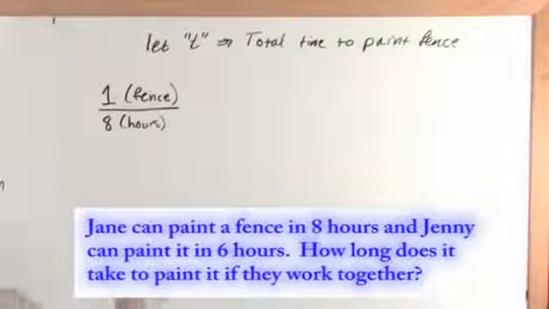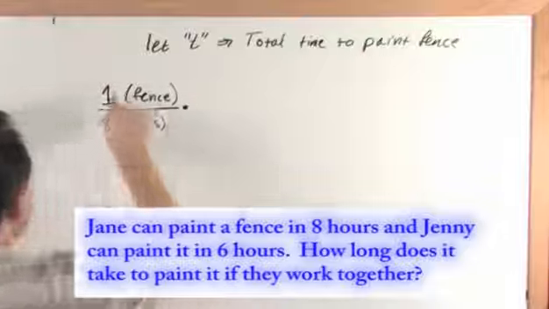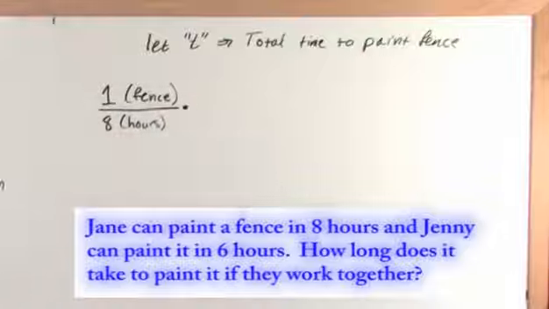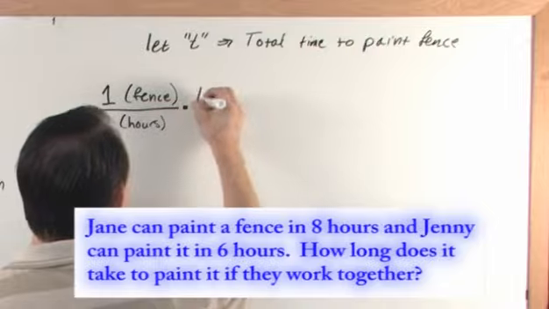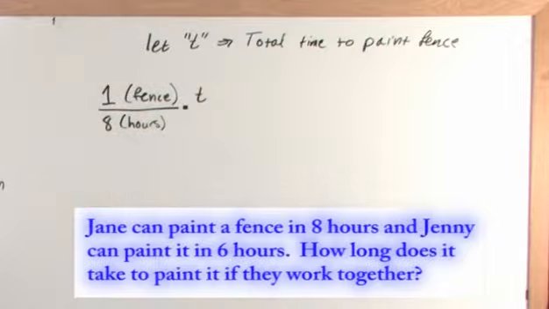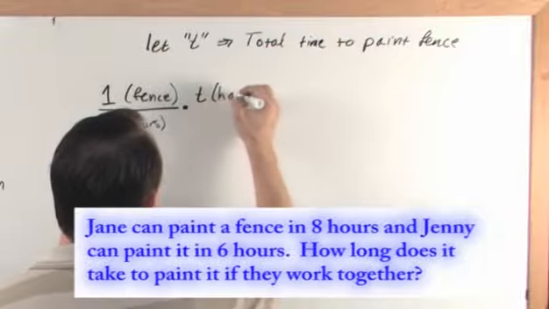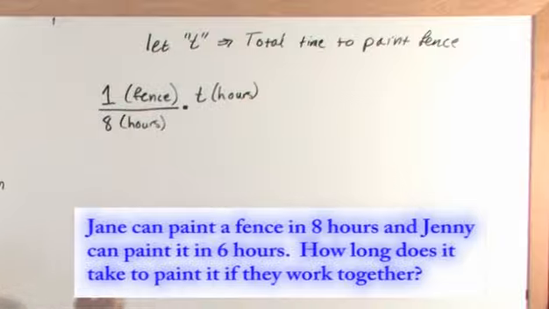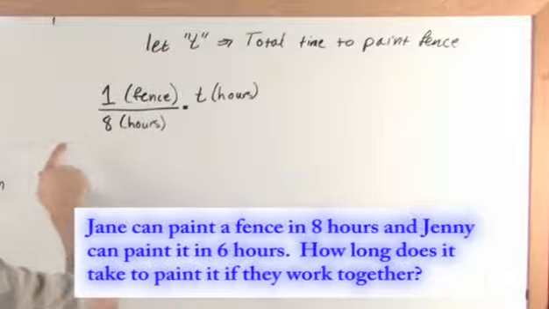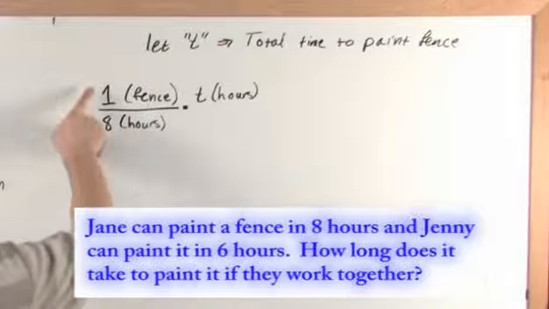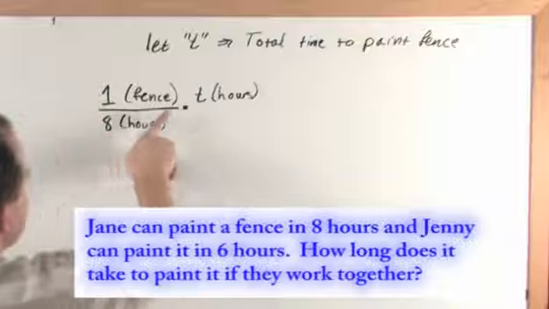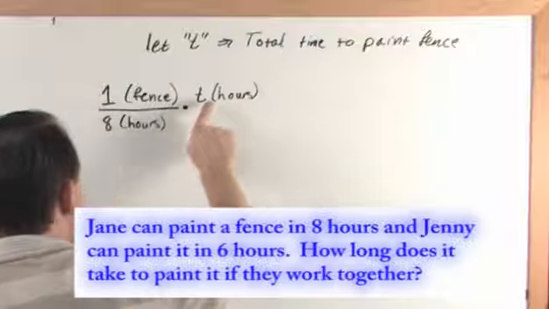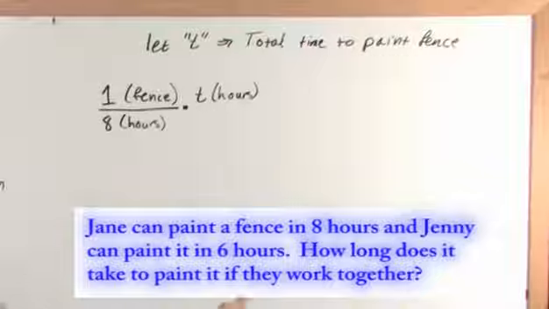And remember we said the amount of work done is the rate times the time that she's worked. Now, if we multiply this little conversion factor by t, which is the total time that we're saying it takes them if they work together, remember the unit of t is hours. The reason I'm putting the units here is to show you that when you multiply, you've created a conversion factor. Jane can paint one fence in 8 hours, and if you multiply by hours, hours cancels with hours, just like any fraction.